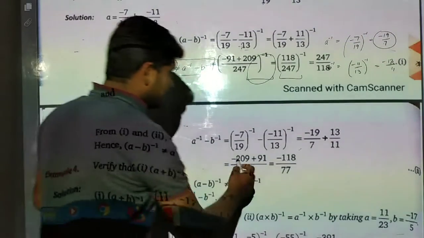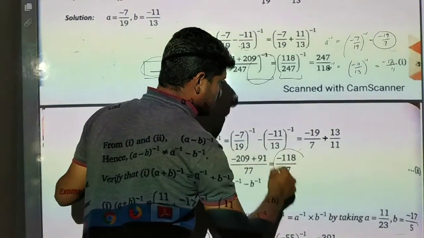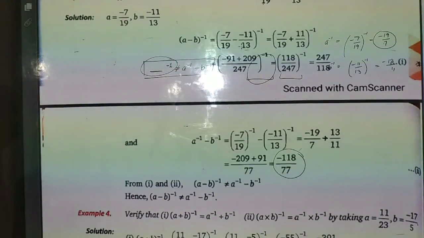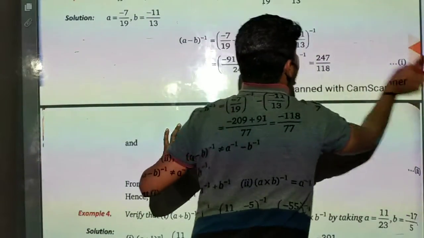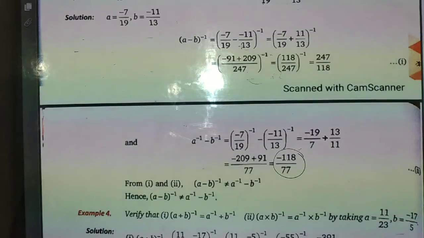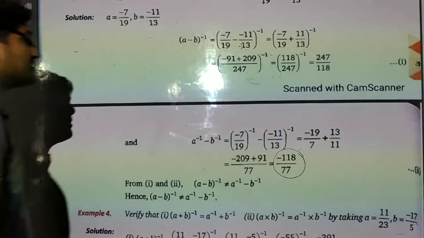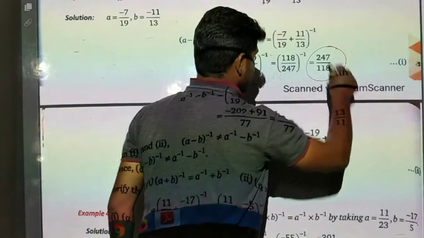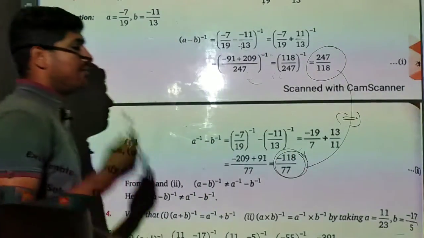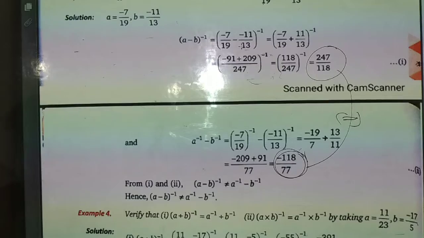Now we will take the LCM of this. So this is equal to minus 118 divided by 77. And here we will get what result? Here 247 divided by 118. So these are not equal. This number and this rational number are not equal. So our result is verified.